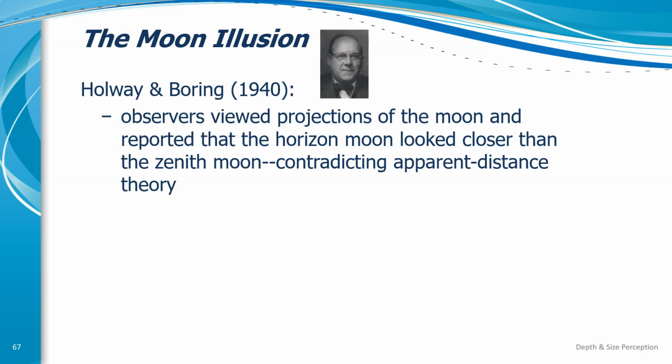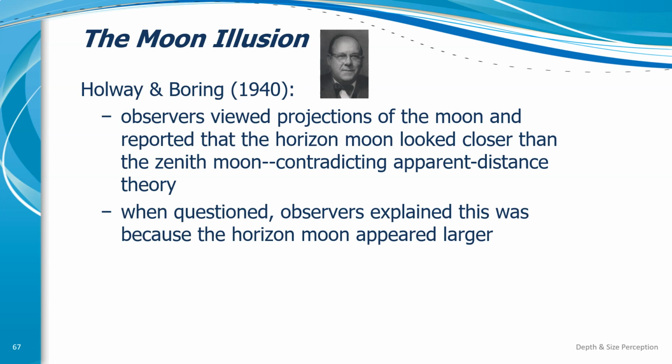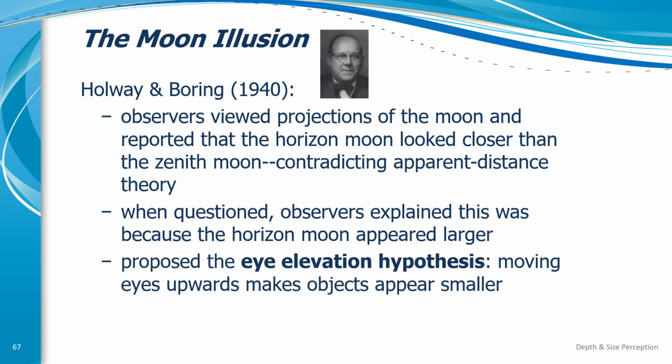Now, this is a contradiction to the prediction made by apparent distance theory. Haha! Boring, as always, must be right. Apparent distance theory is wrong, okay? He's just blown it away with this experimental evidence. Now, he went up to the observers and he asked them, why do you think this is? And they explained that the horizon moon appeared to be larger. Okay, so Boring, in thinking about it, wanted to propose his own theory. He came up with the eye elevation hypothesis.